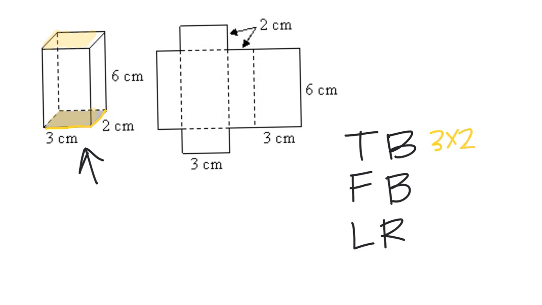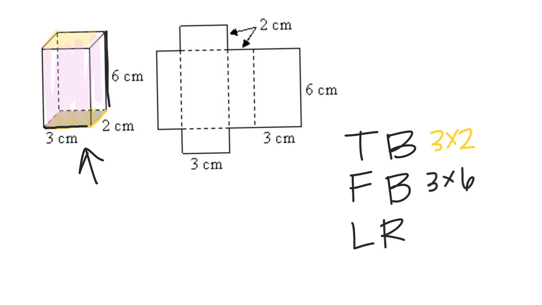Okay? So then the next thing I'm going to look at is the front and the back. So the front is going to be this, and the back will be that part in the back that mirrors it. It will be right behind it. So the front still has a width of 3, but now I'm looking at the height is 6. So the front and the back each have a 3 by 6 measure or area.